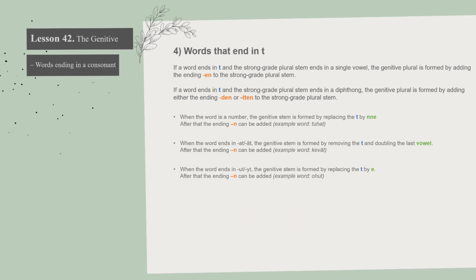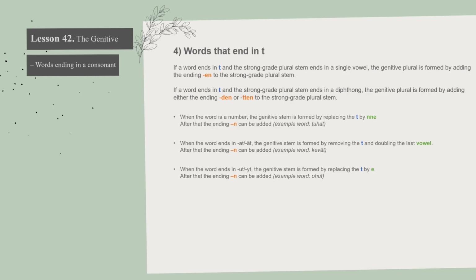If a word ends in t and the strong grade plural stem ends in a single vowel, the genitive plural is formed by adding the ending n to the strong grade plural stem. If a word ends in t and the strong grade plural stem ends in a diphthong, the genitive plural is formed by adding either the ending den or ten to the strong grade plural stem.